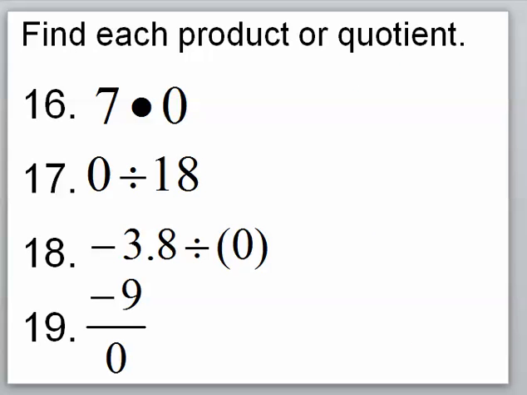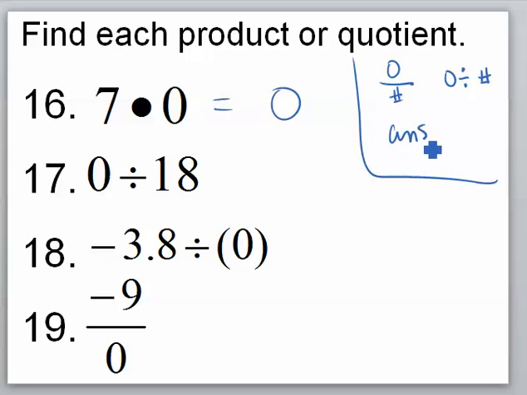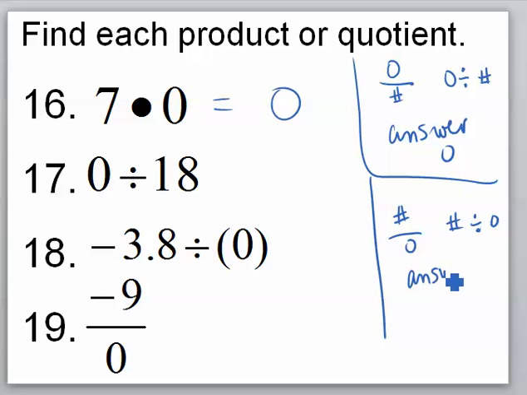Last little bit I want to talk about is dealing with zeros. When you multiply something by 0, you just get 0. But there's special cases for division. If 0 is on the top or it comes first, okay, your answer is 0. But if your 0 is on the bottom or comes second, your answer is undefined. It's not possible.